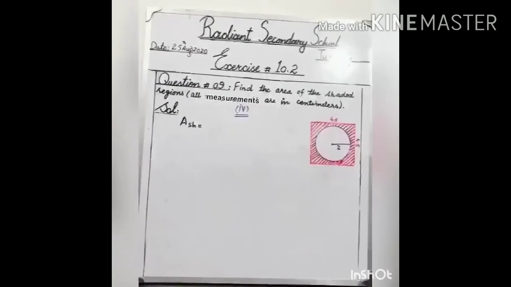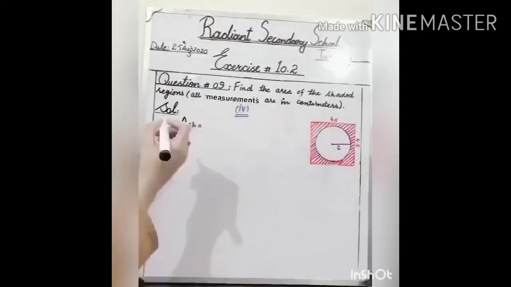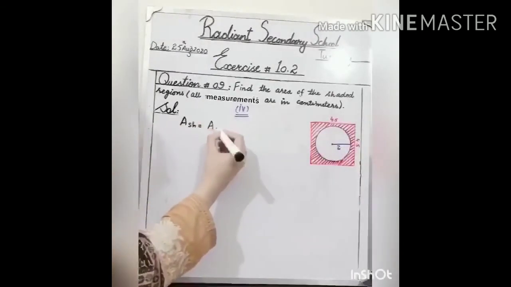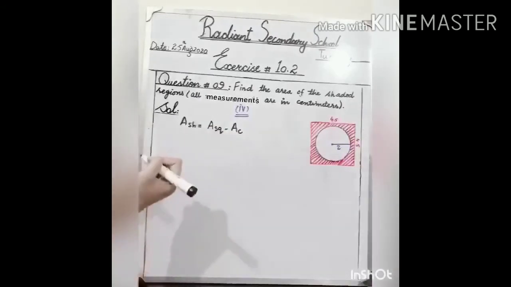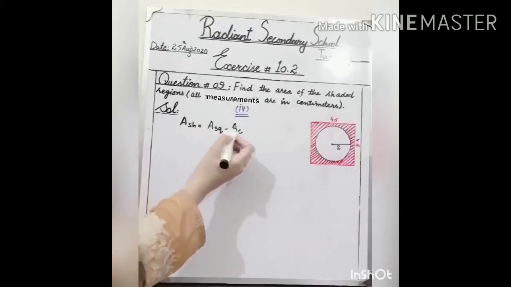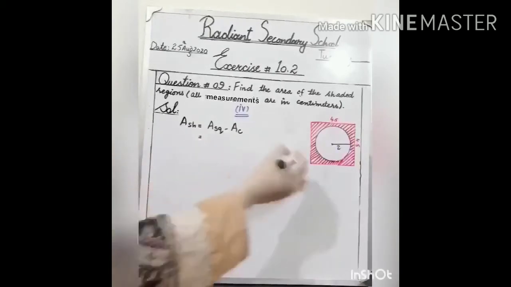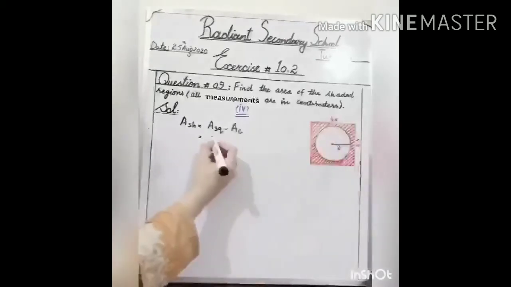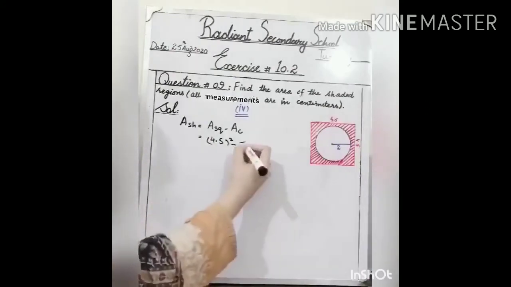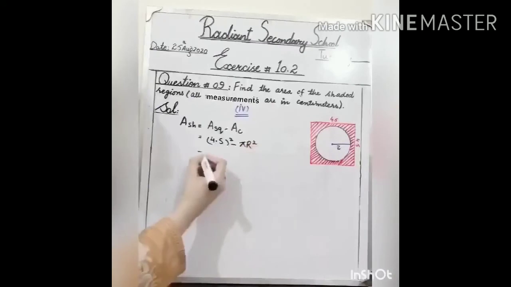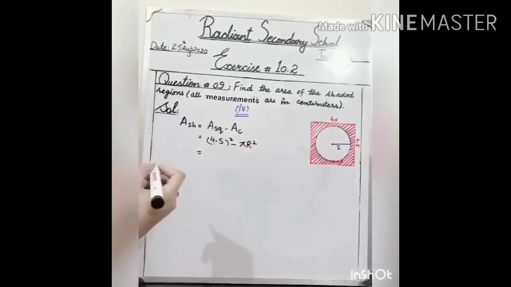In the fourth part, students, a square is given to you and inside the square there is a circle. So how are we going to find the area of the shaded region? We will subtract the area of the circle from the area of the square. So we write area of square minus area of circle. Here one side of the square is 4.5. So to find the area of the square, we will take the square of 4.5, minus the area of circle, which is pi r square.